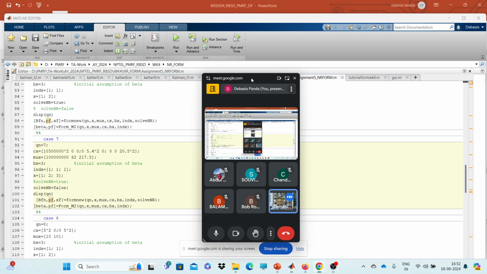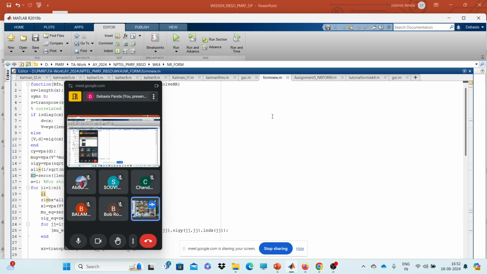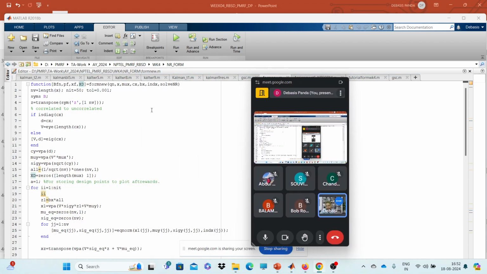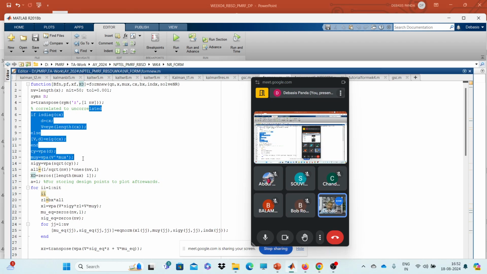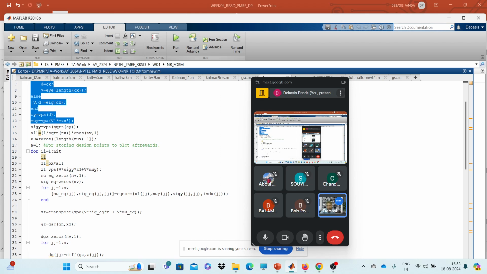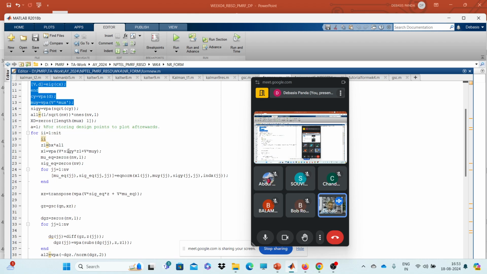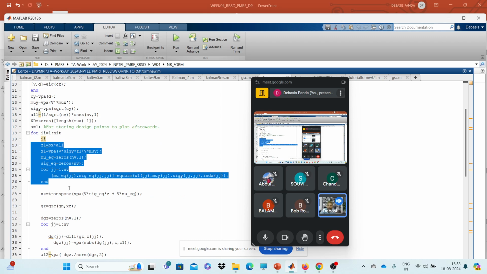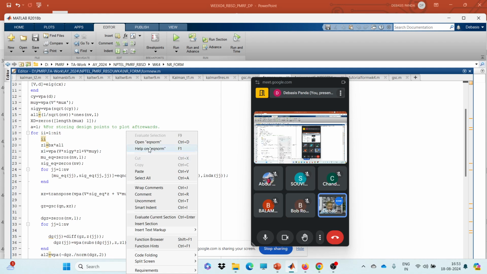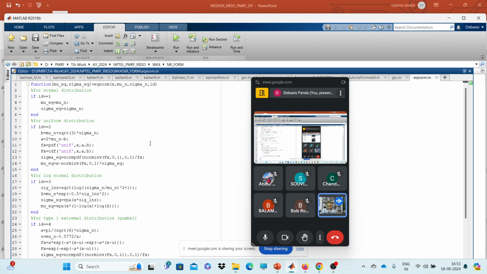So let's quickly go through the algorithm once again. What does that FORM thing do? First it will check if the correlation is there or not. If there is no correlation, it will simply bypass this step. If there is correlation, it will uncorrelate first. Once it has uncorrelated, it will check if all the random variables are normal or non-normal. If all the variables are normal, it will not convert into equivalent normal space, and if not, then one function file I have generated for different convergence. I will talk on that in the next class.